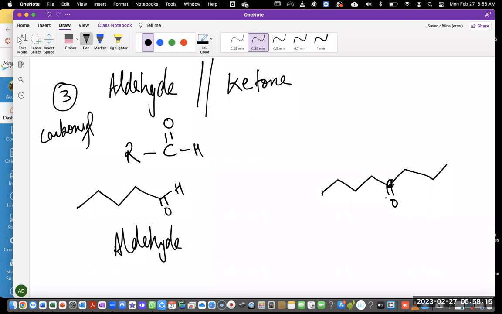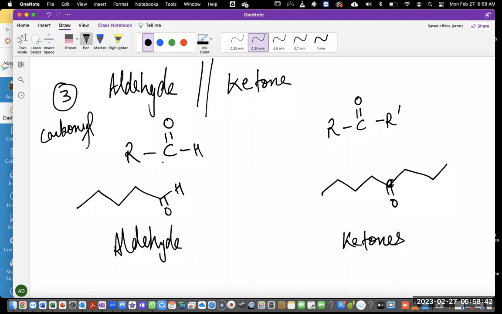But when the carbonyl is somewhere sandwiched between the carbon chains, then you have what we call ketones, okay? If I want to draw the general structure of a ketone, this is what it will look like. You will have a carbonyl not at the edge, because you have carbon chains on the left and carbon chains on the right. That's when you have a ketone.